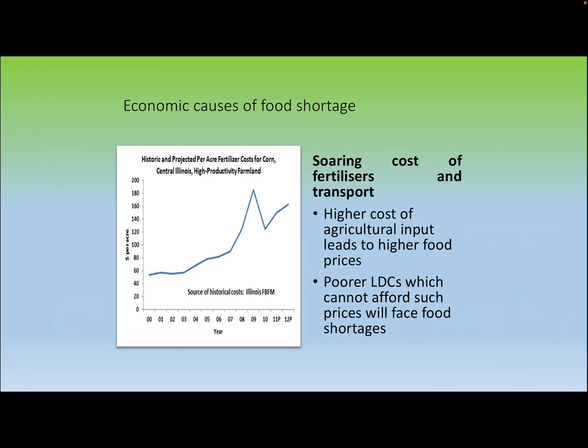Cost of fertilizers is important. So when you have a sudden increase in these peripheral causes, fertilizers, transport costs, what it directly means is you will have food shortage, but not across the world. You will have food shortage in people who cannot afford these things. So poor LDCs and citizens in LDCs will not be able to afford when you have sudden spikes in costs like this.